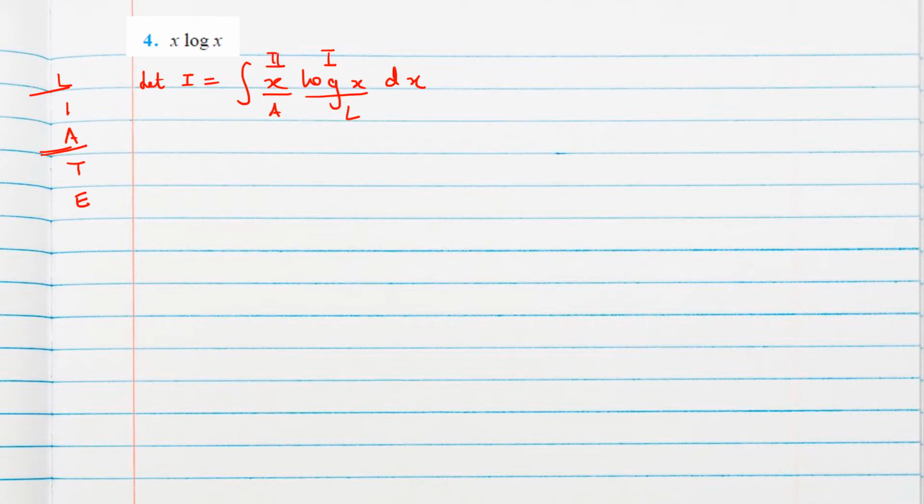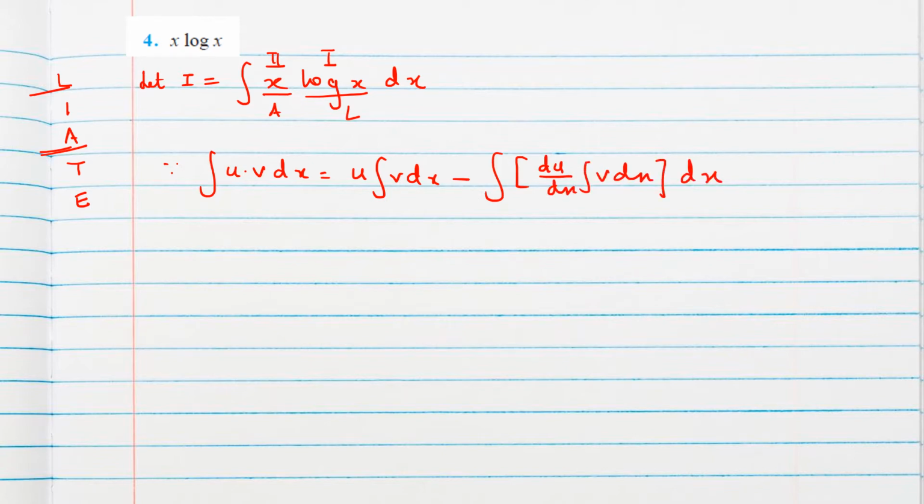So according to the integration by parts rule, we can write, since we know integration of u v dx is what? u integration v dx minus, du by dx integration v dx, then whole integration. So this is our first function u and this is our second function v. This is u, this is v. So according to this, the integral will be log x integration x dx minus derivative of log x, okay, derivative of u, then integration x dx, whole integration.